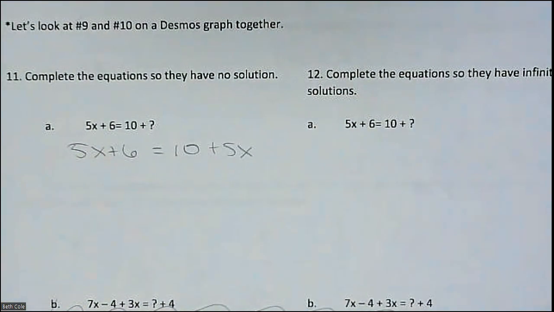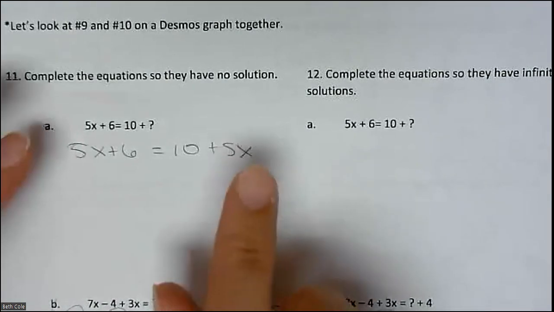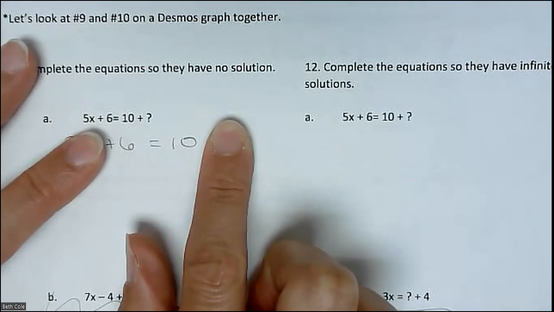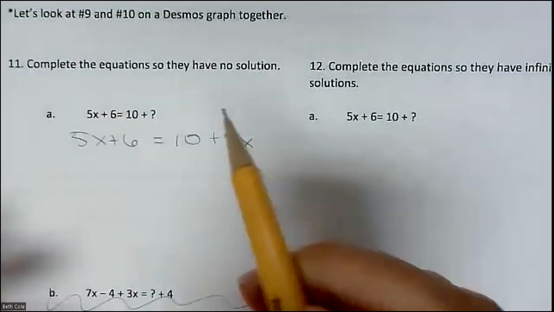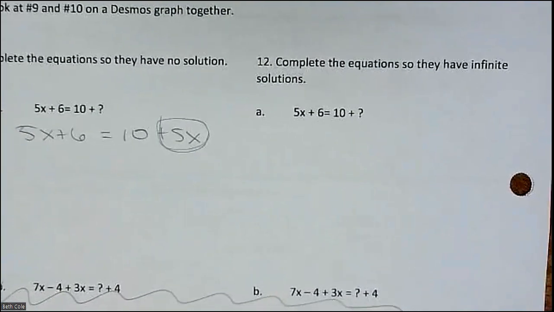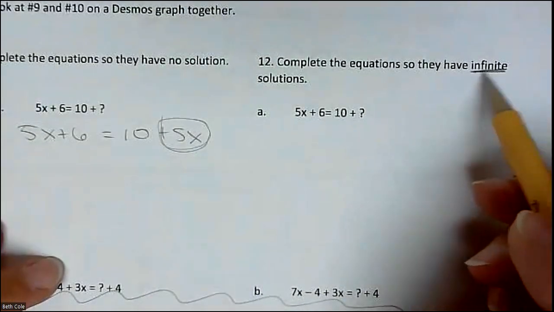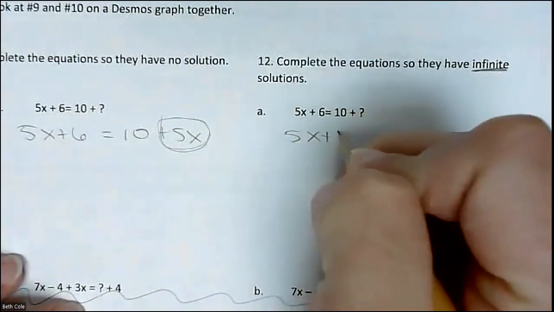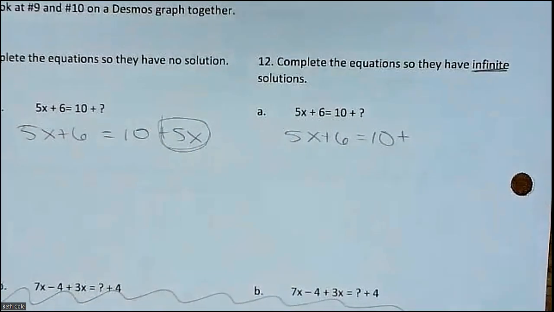We're figuring out what goes in place of the question mark to make it no solution. It would be 5x because look, if you subtracted the 5x, what do you end up with? 6 equals 10, which won't work. You'll get no solution. So 5x is what we needed to fill in for the question mark there. Now, this one, we want it to come out to infinite solutions. That's a little tougher. So I want you to think, what would the question mark need to be to make it come out infinite?